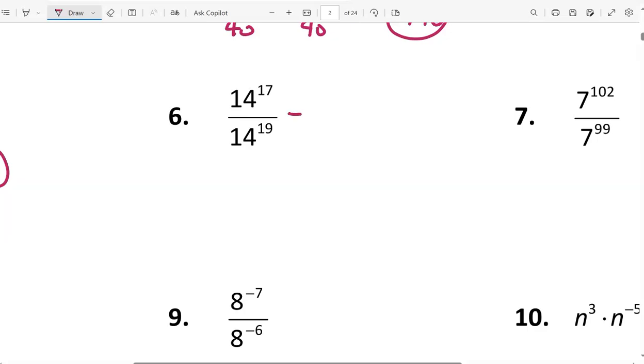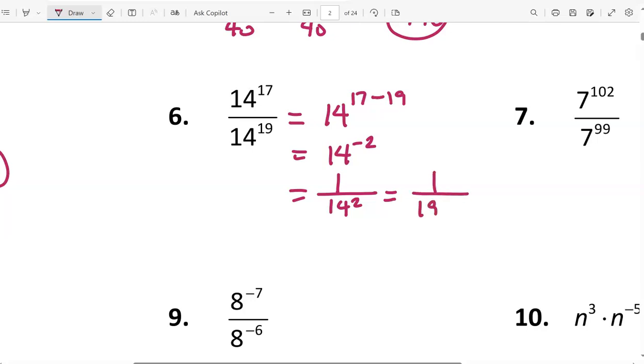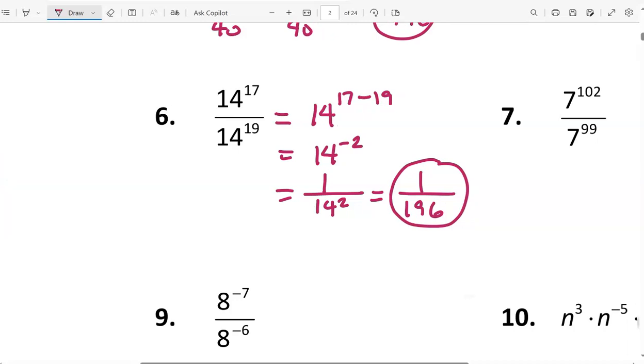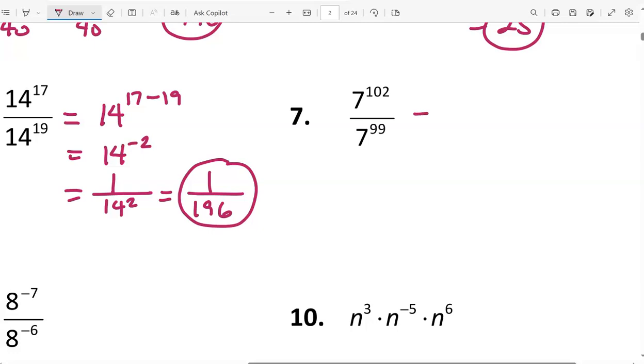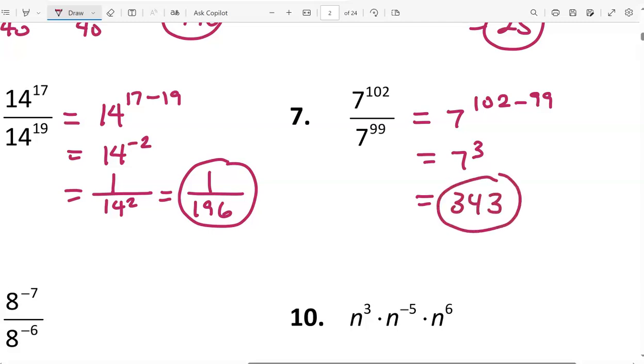For number 6, the easiest way to evaluate this one is to subtract the exponents. So we have 14 to the 17 minus 19, which is 14 to the negative 2, and that's 1 over 14 squared, which is 1/196th. Remember, 14 squared is one of the numbers on your perfect square memory list. For number 7, 7 to the 102 divided by 7 to the 99 is 7 to the 102 minus 99 power, which is 7 cubed. That's another number on your perfect cube memory list, 343.